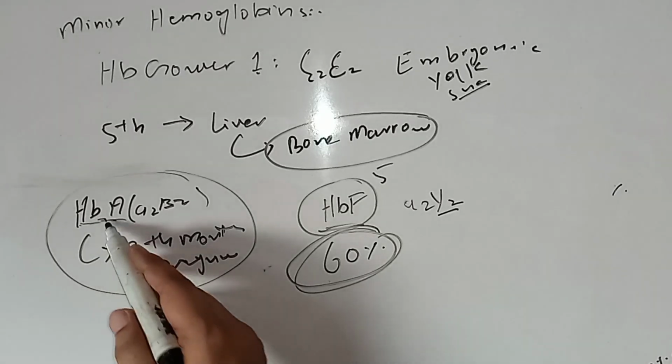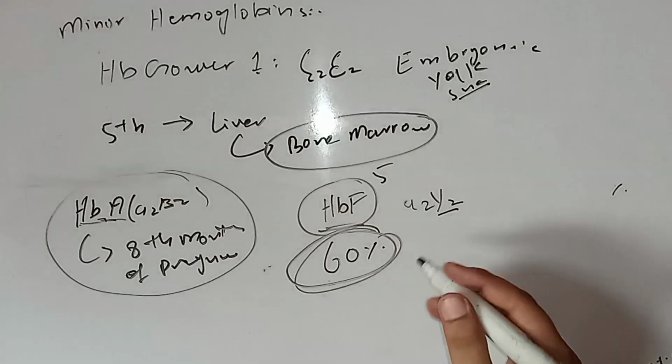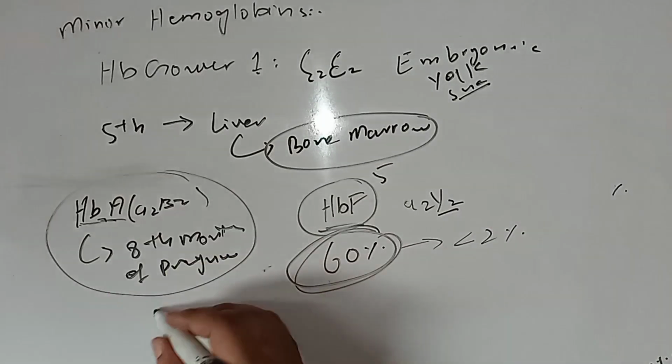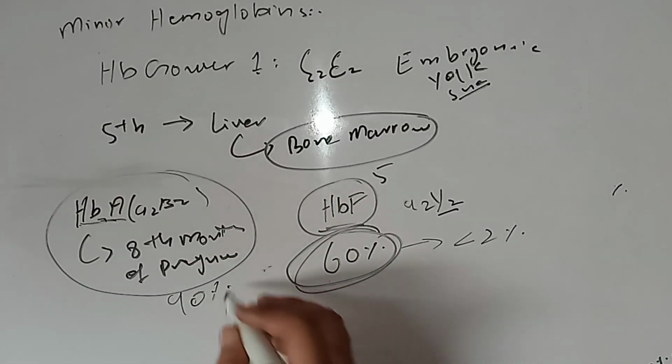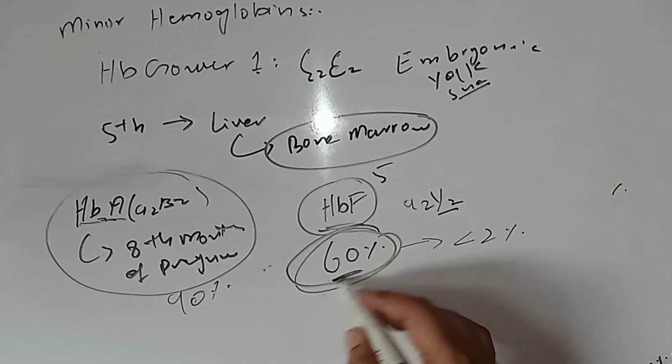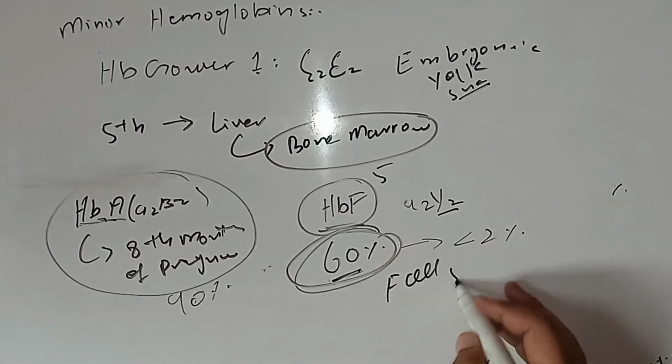However, this HbA then replaces this fetal hemoglobin. That's why adults have fetal hemoglobin less than 2%, and HbA is greater than about 90%. Okay, so the cells that contain fetal hemoglobin in adults are called F cells. So what is going on?